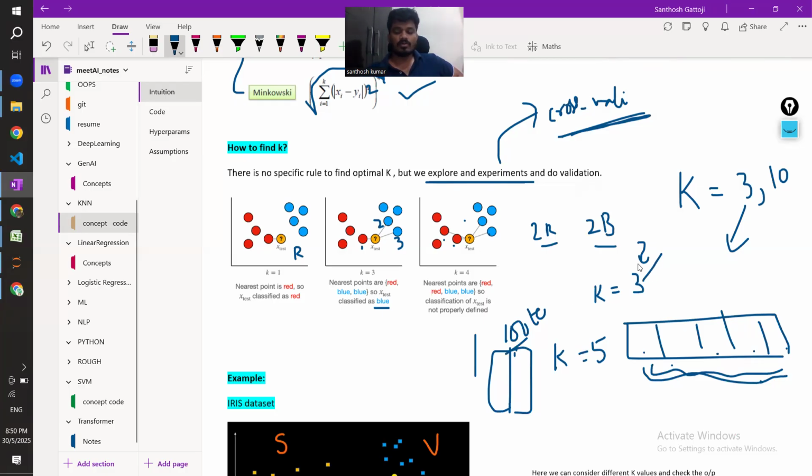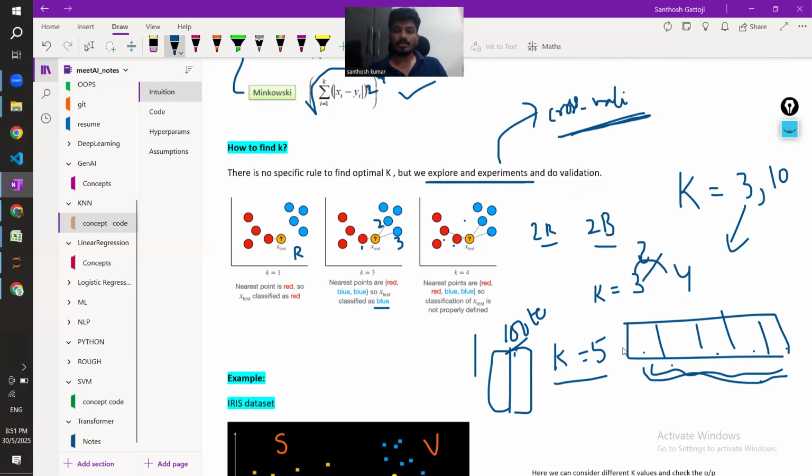Then you will go for K equal to 4, but the cross validation stays the same. We don't change cross validation; it is fixed. On what basis do we choose the cross validation? It depends on the data volume, and that is also a hyperparameter.